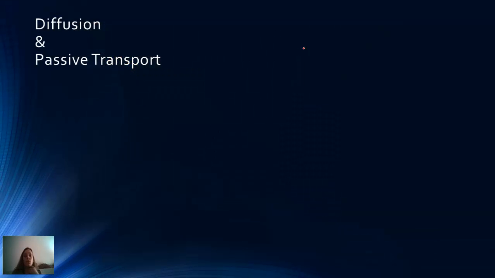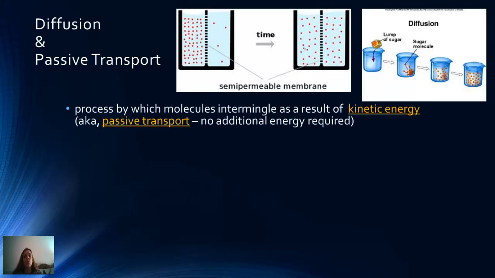All right, let's talk about diffusion and passive transport. Diffusion is a process by which molecules move from an area of high concentration to an area of low concentration. Molecules are constantly creating kinetic energy because they're intermingling with each other. They're constantly bouncing off of each other, and that creates kinetic energy. And that is how cells move molecules naturally without any added energy. When there's no added energy, it's called passive transport. No additional energy.